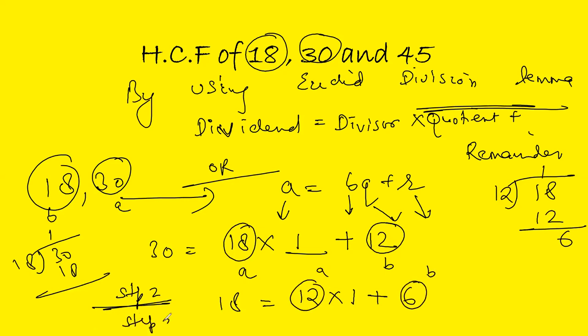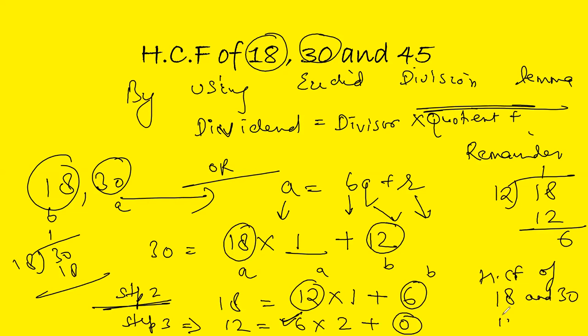Now this will become A and this will become B. So step 3: 12 is equal to 6 into 2, 6 2s are 12, the quotient is 2 and the remainder is 0. When you divide 12 by 6, the answer is 2 and the remainder is 0. So when you get remainder as 0, what is the answer? This divisor is the answer. So it means the HCF of 30 and 18 is how much? HCF of 18 and 30 is 6. When you have the remainder as 0, you get the answer, which is this part, the divisor.